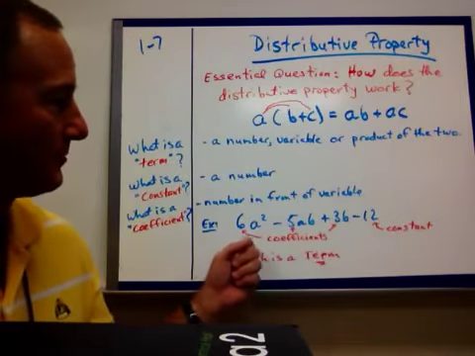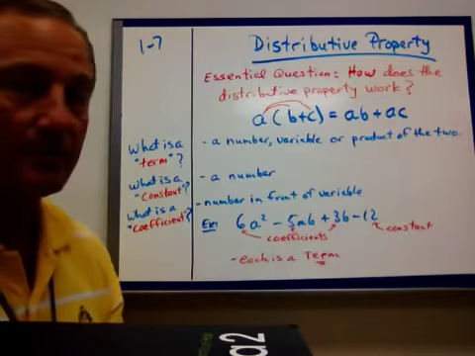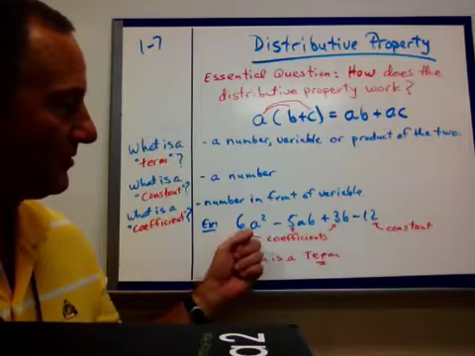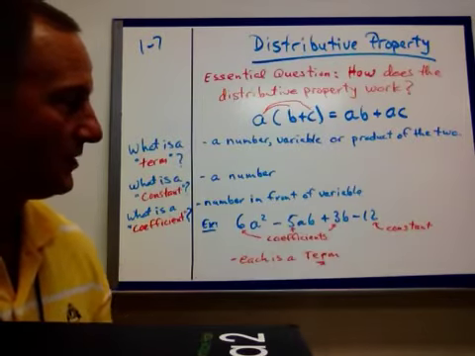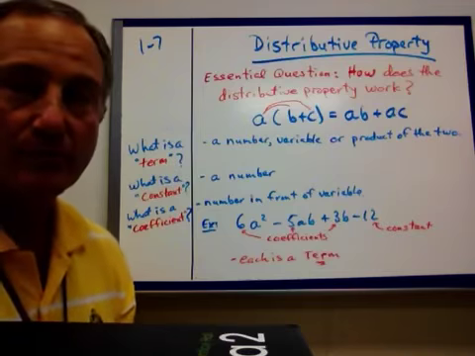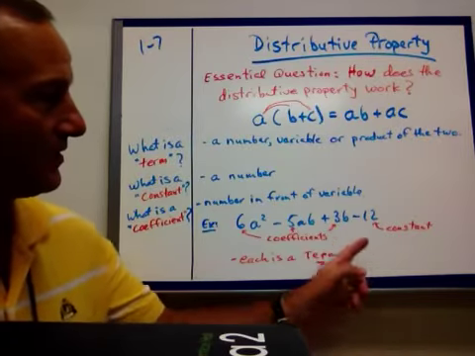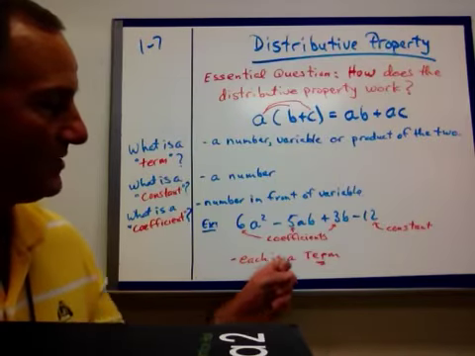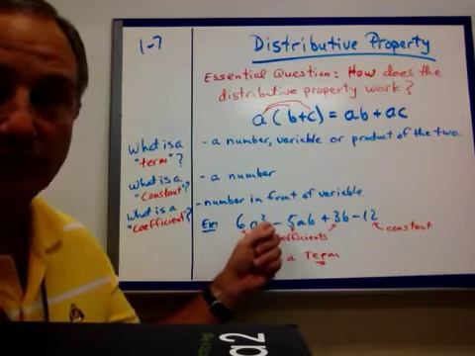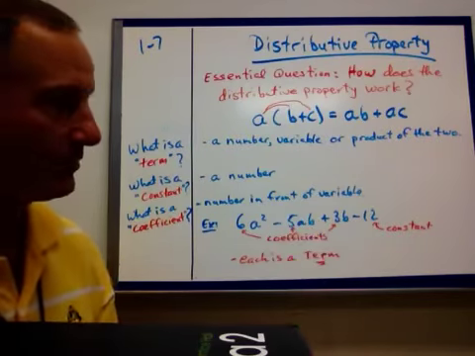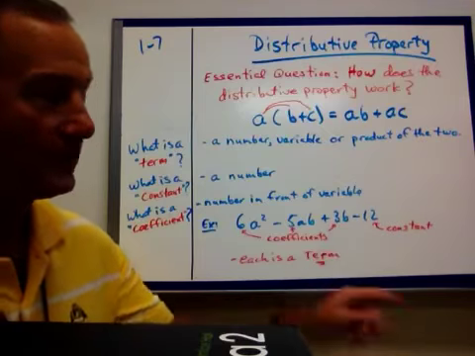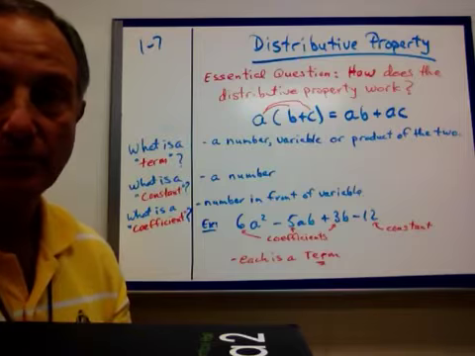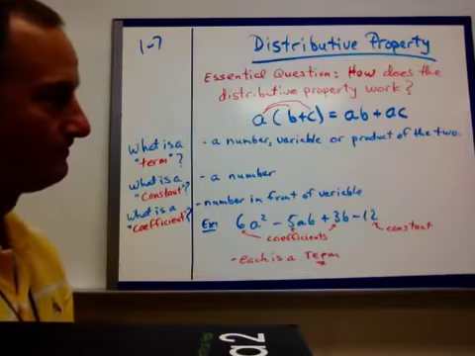So in this example at the bottom, 6a squared minus 5ab plus 3b minus 12, the coefficients would be the 6, the negative 5, and the 3. Take the sign with it. Those are the coefficients, the numbers in front of the variables. The constant is negative 12 in this case. It's just the number by itself. And each of these is a term: 6a squared is a term, negative 5ab is a term, 3b is a term, and negative 12 is a term. So there are 4 terms in this problem. That's term, constant, and coefficient.